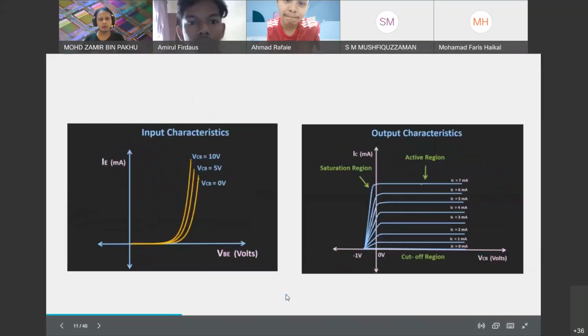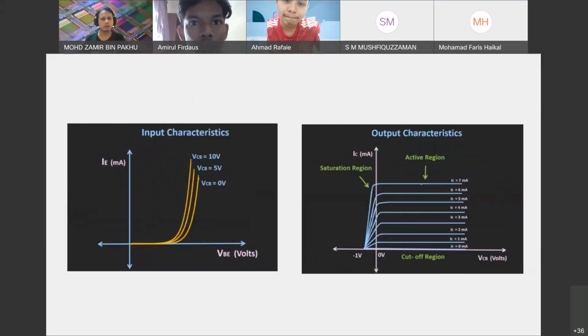I want to tell you why the graph is slightly shifted to the left on the input characteristic. The reason is that the collector-base junction gets more and more reverse biased, so the depletion region will increase. Due to that, the base region will get narrower, so less voltage is required to forward bias the emitter-base junction. Due to that, the curve shifts slightly to the left-hand side.